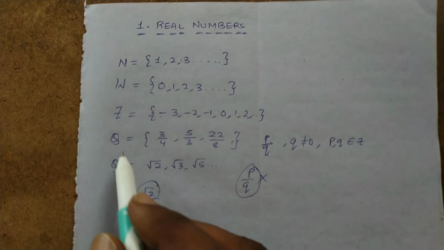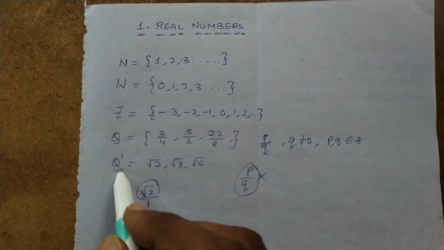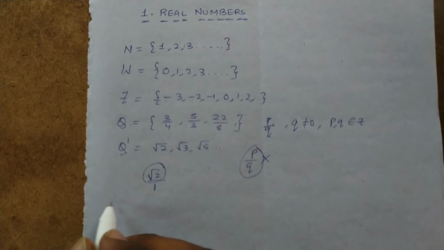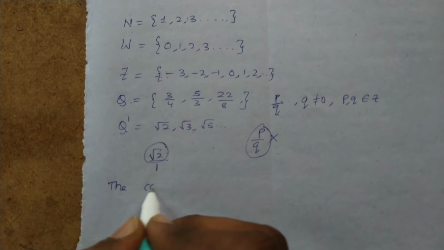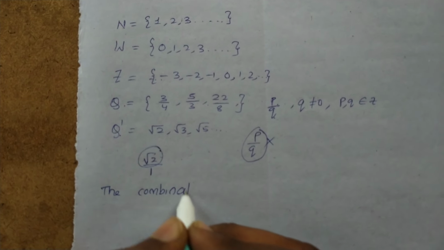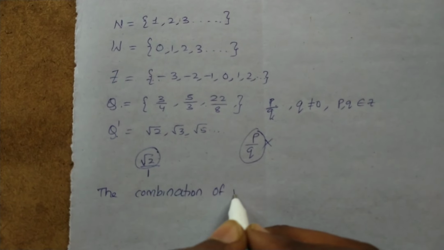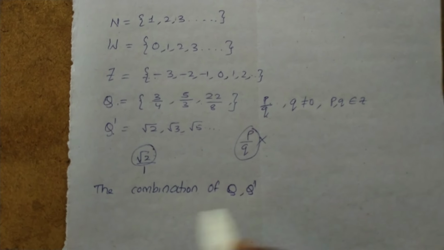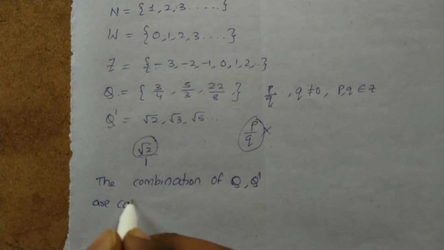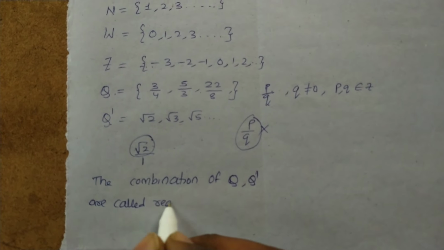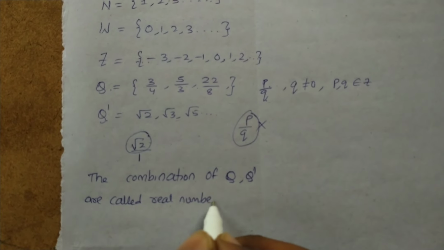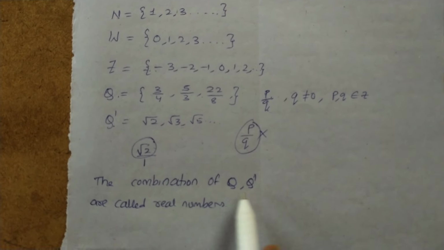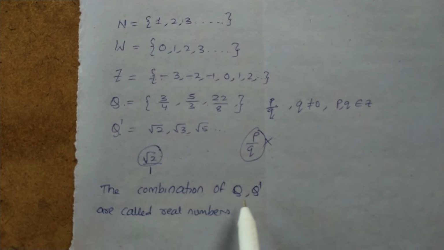The combination of rational numbers and irrational numbers, Q and Q dash, are called real numbers. That's it. Combination of rational numbers and irrational numbers are called real numbers.